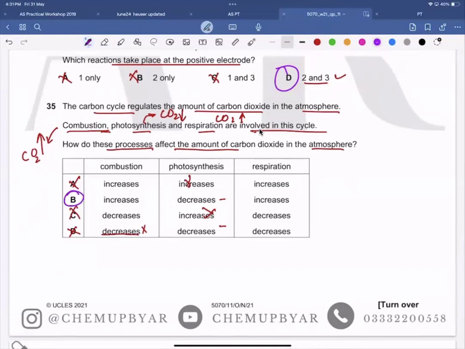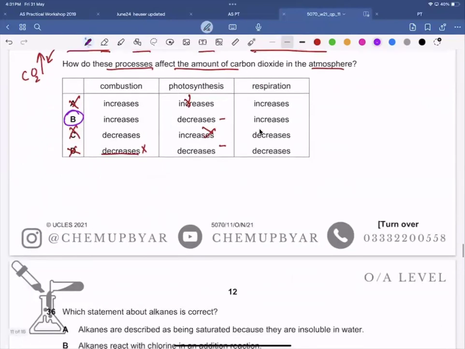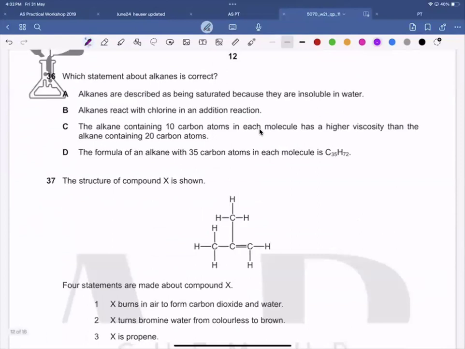Is this clear to all of you? Yes, very good, Zainab and Rahim. Now, question number 36. Which statement about alkene is correct? Alkenes are described as being saturated because they are insoluble. Yeah, they are not saturated because they are insoluble in water, but because no more hydrogen can be added to them. So being saturated is correct, but the reason is wrong.